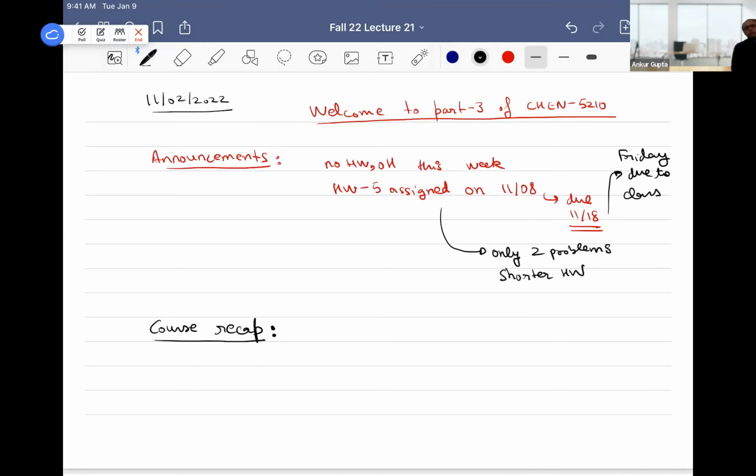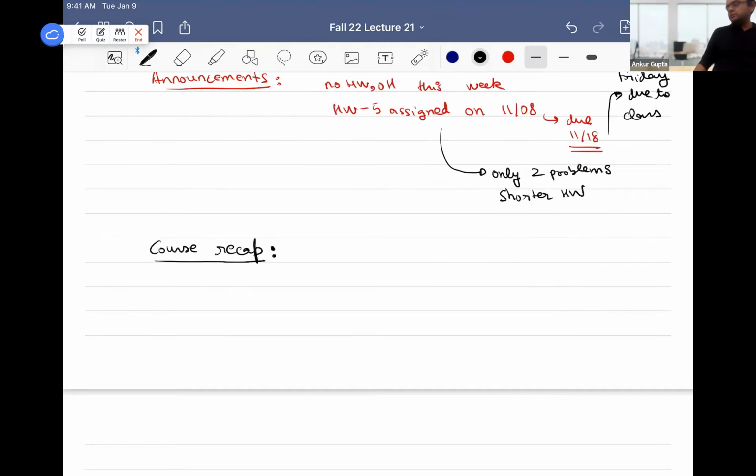The fifth one will be probably one of the shorter homeworks. It only has 2 problems. Each problem obviously has some parts, but it won't be too bad. And we'll try to make sure you have all the help you need. Okay. Before we go into the details of what we want to discuss today, I think it's a good time to reflect on what we have been discussing in part 1 and part 2, just so that you refresh your memory of where we started.